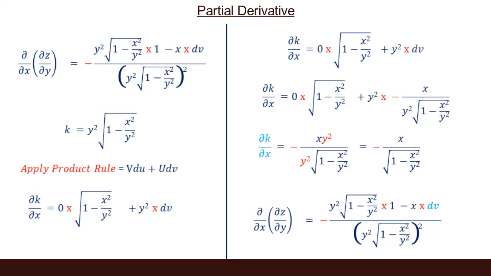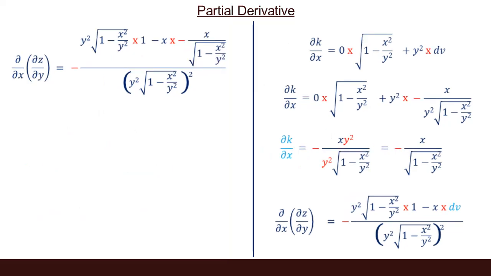So when we bring it up here, we have that the partial derivative with respect to x of partial z all over partial y is equal to, we have minus, here we have y squared square root of 1 minus x squared all over y squared multiplied by 1, then minus, we have x multiplied by the dv that we just obtained, which is minus x all over square root of 1 minus x squared all over y squared, all over v squared. V squared is what? It is y squared, open bracket, square root of 1 minus x squared all over y squared, all in bracket squared. Are we together? Yes.